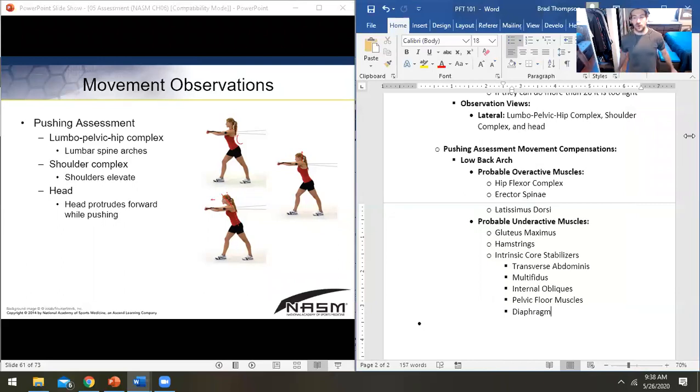So that's going to be our first one, right? We're going to see low back arch. This is our first big movement compensation. Now, anybody have any questions about that before we move on to the next one?